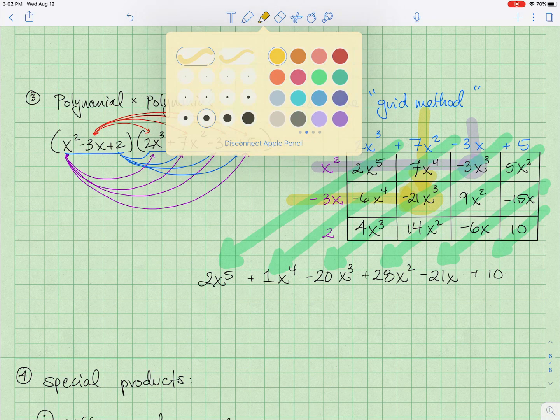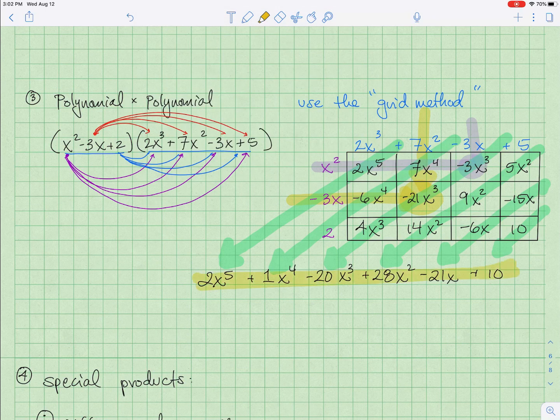And that is our result of this product. Now, we did in fact have 12 terms, but some of those combined, and overall when we were done combining them, we actually only had 6 terms total. But that's the result.